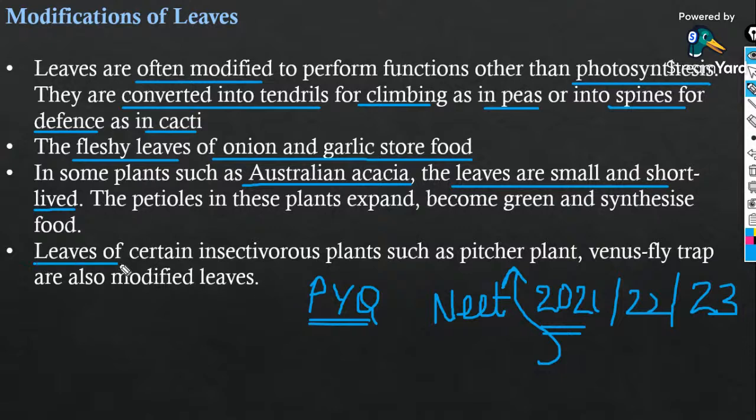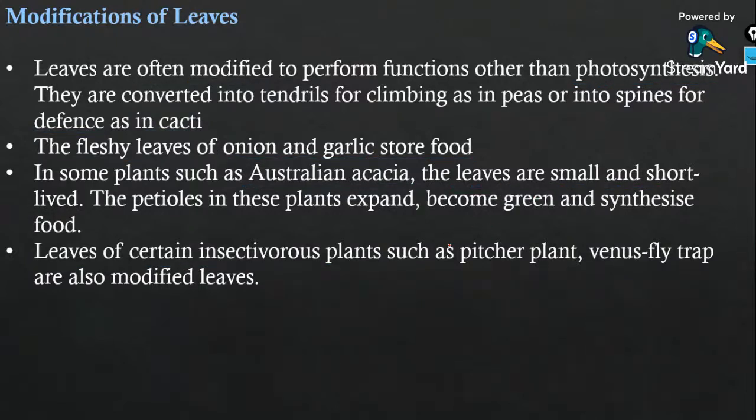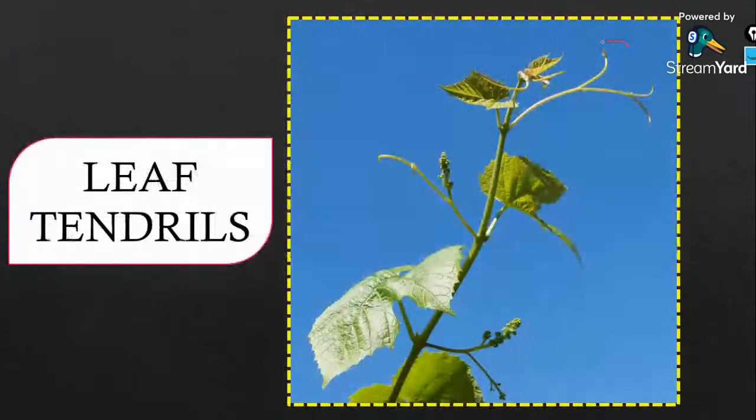So guys, the leaves of insectivorous plants, the pitcher plant, Nepenthes, Venus flytrap, all of these are modifications of the leaf. Be very much aware of this. I will show you the image. Look, this is the leaf tendril. Tell me where you will find the leaf tendril. Tell me the example.